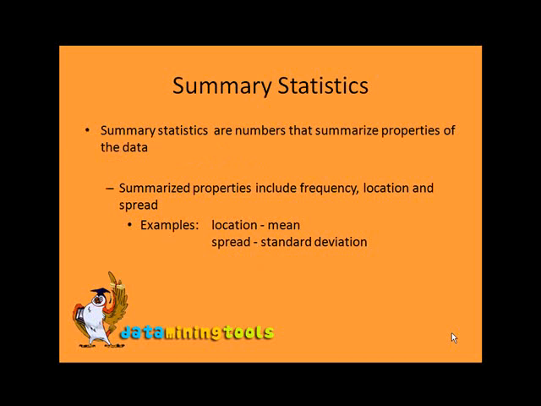Let's understand summary statistics. Summary statistics are numbers that summarize properties of the data. Summarized properties include location, frequency, and spread. For example, mean is location and standard deviation is spread.